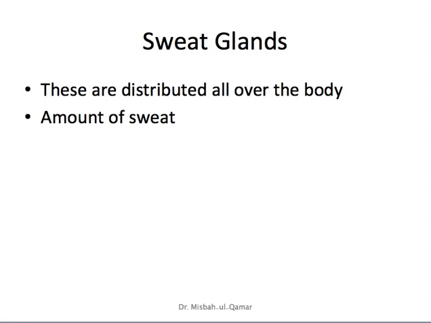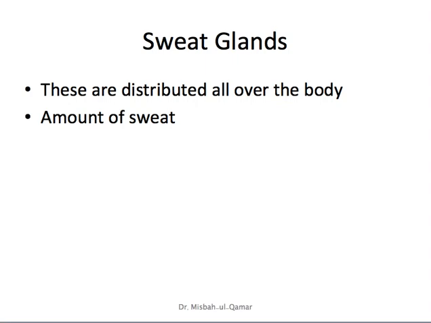Now the amount of sweat which is produced by these sweat glands can be controlled, and that depends on certain factors such as the environmental temperature, or the amount of heat generated by the skeletal muscle activity, and also the amount of the sweat is controlled by various emotional factors. For example, a person often sweats more when he or she is nervous.